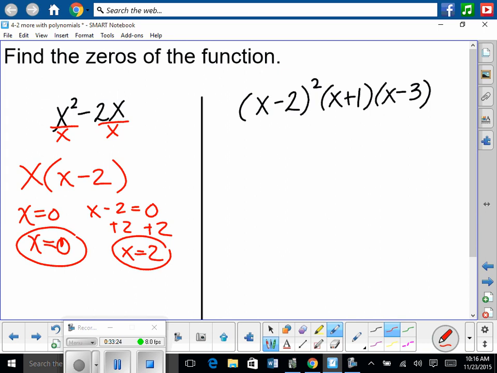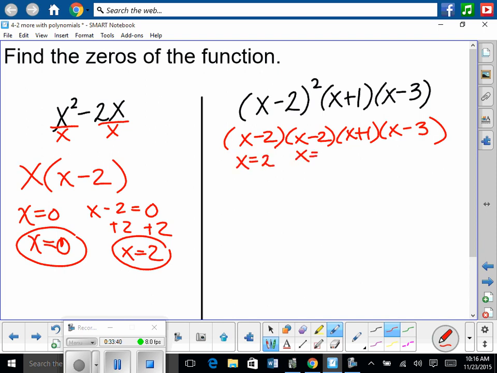Is it already factored? Yep, isn't x minus 2 squared just x minus 2 times x minus 2, and then we have x plus 1 and x minus 3. Are those all linear factors? Yeah. So these are easy. Set them each equal to 0 and solve. So we'll get x is equal to 2, x is equal to 2, x is equal to 3. So we know that is x is equal to 2 with a multiplicity of what?